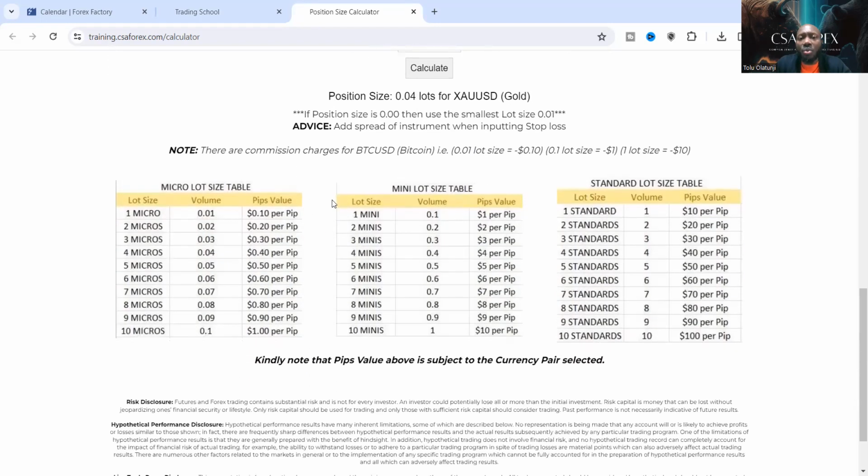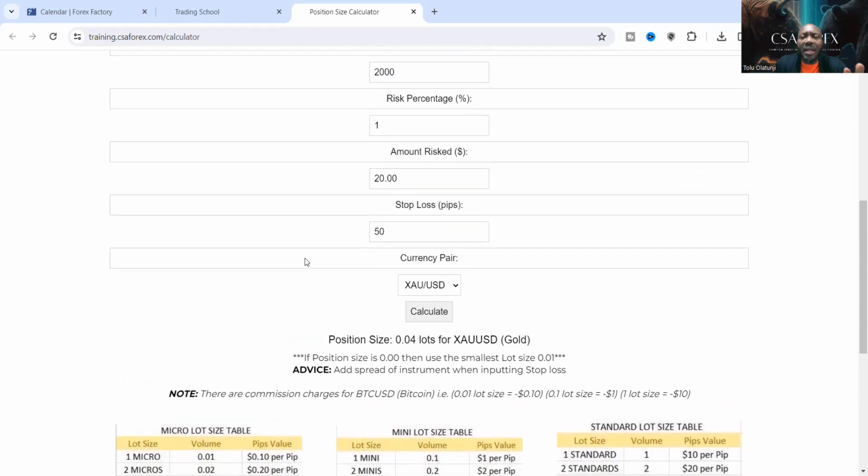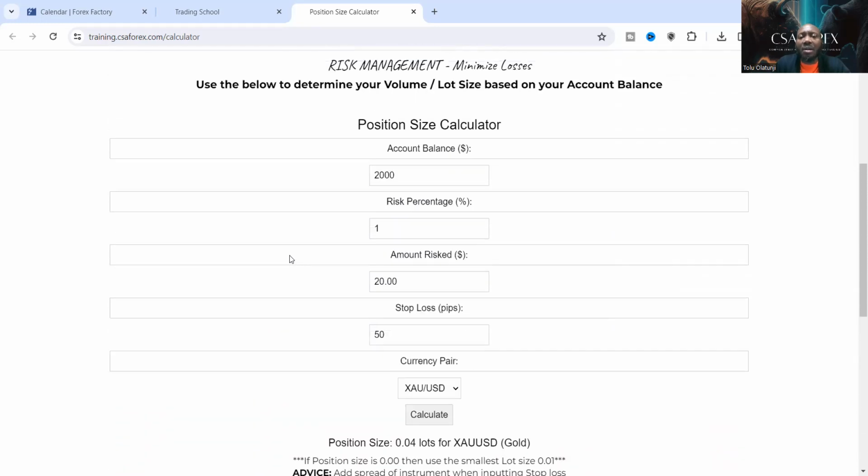And you have a table also to know where 0.04 falls under. 0.04, that is it here. It falls under micro lot size, so that will be 4 micro lot sizes. So this position size calculator is going to help you to ensure that your risk management is always very key, very sound. This is one of the reasons why a lot of traders are losing big chunks of their funds or even crashing their accounts.